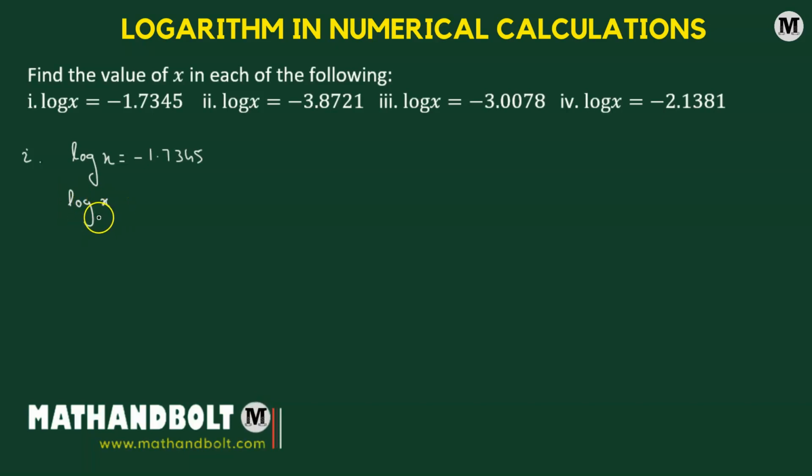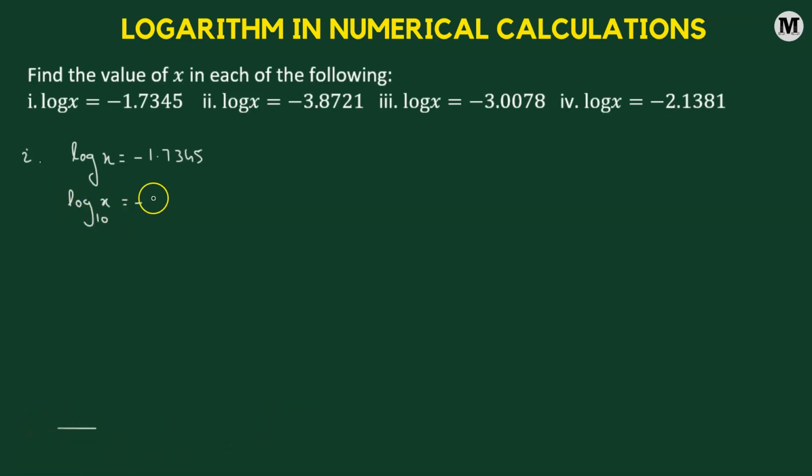That means we have log of x with a base of 10 equals negative 1.7345. Now in order to find out the value of x, we're going to use a definition. We know that if we have log of a with a base of b equals c, this also means that a will be equal to b raised to the power of c. So using this definition, our x value comes out to be 10 raised to the power of negative 1.7345.